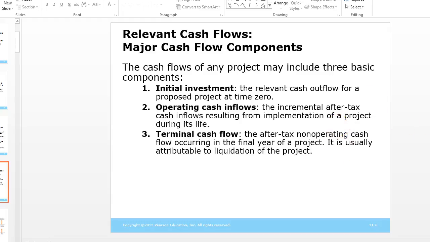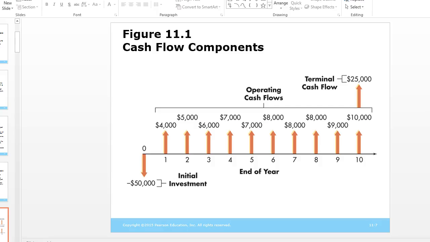going through mathematically. As I go through this, here's Figure 11.1 on slide 7, just as an example. Here's the initial investment of $50,000. Here are your operating cash flows for each year, all positive. And then, of course, you have a terminal cash flow where you probably either sell off the hardware or the project itself, and you collect an additional $25,000.